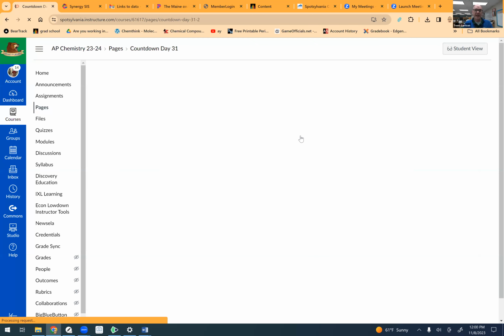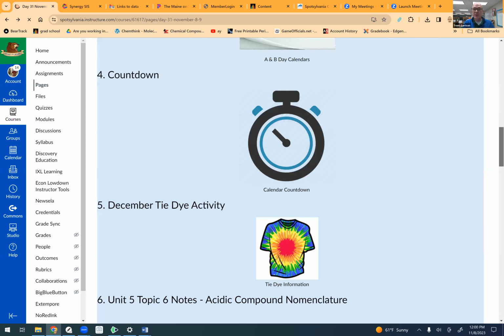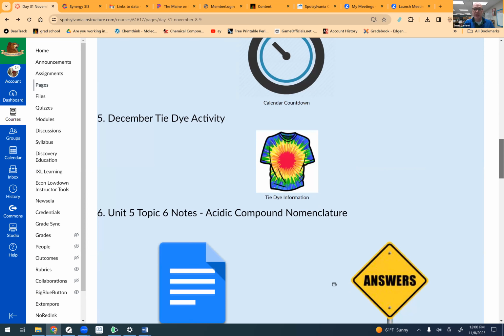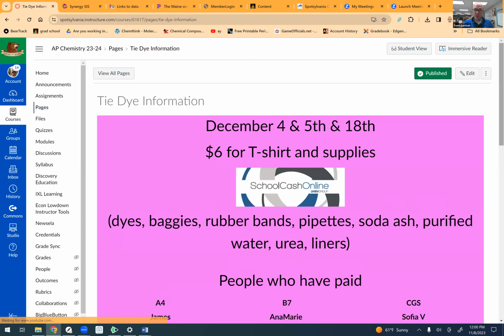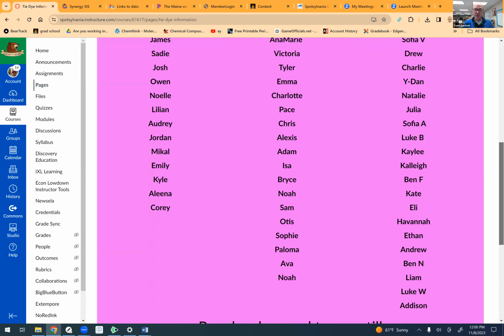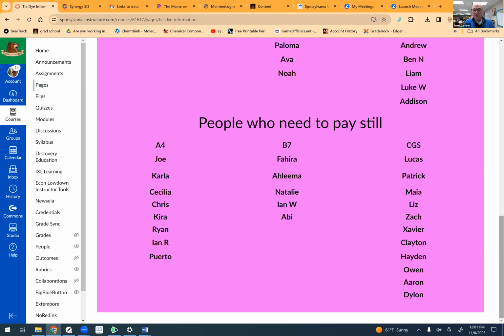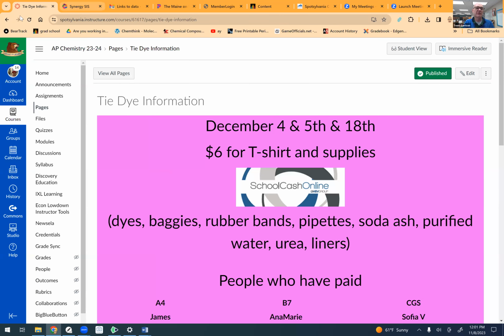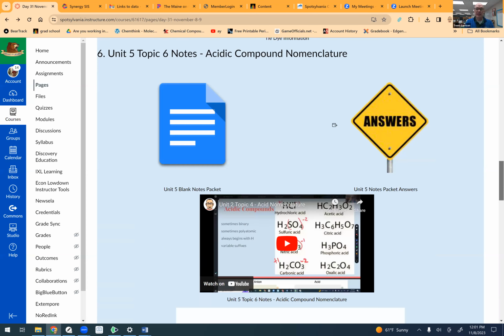If we are looking at a countdown, we are about 34% done. Next week we have another half day coming up, so it's not going to be too bad. If you haven't yet paid, please make sure that you are finding your way onto this list of the good people who have made their payments, reimbursing the school for the t-shirts that we have bought, and not for the people who are still on the list. That's a boo-boo. We want to give back to the school for a great opportunity to do a tie-dye activity.